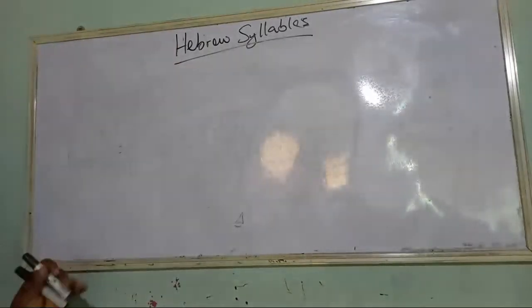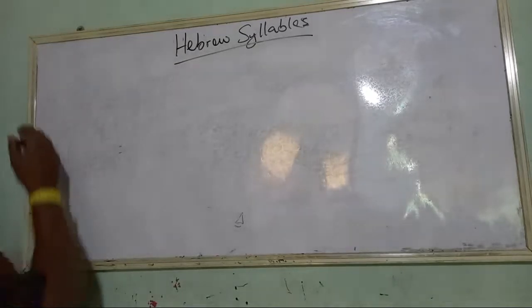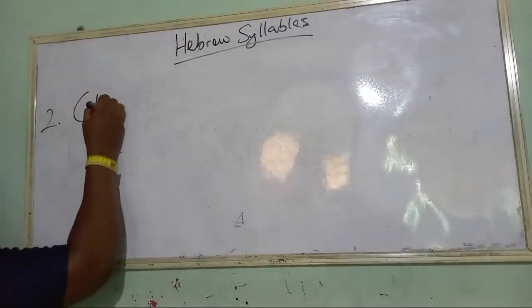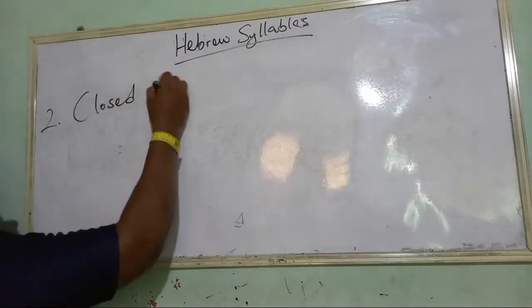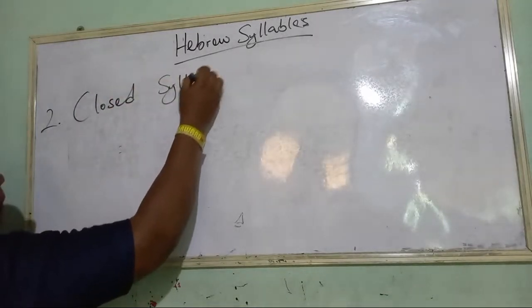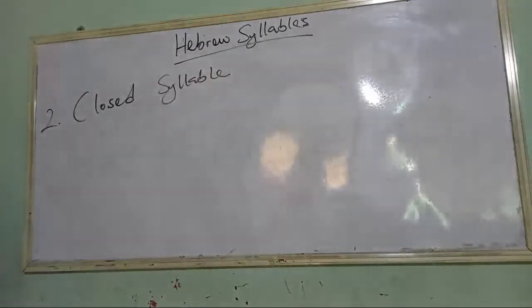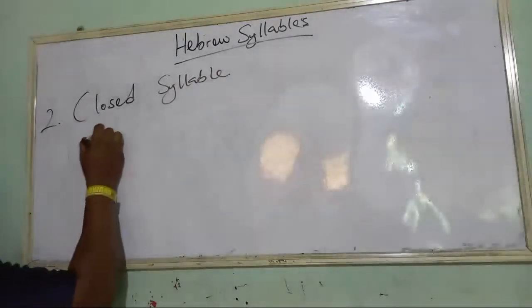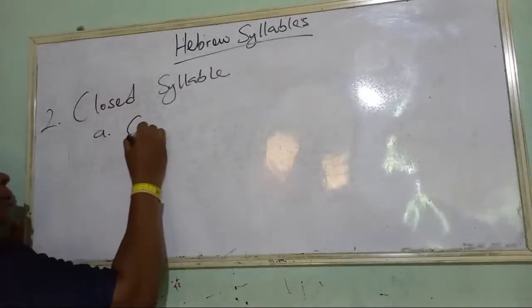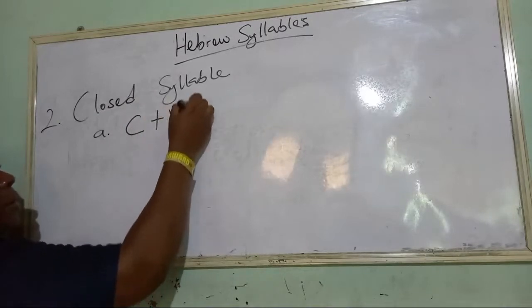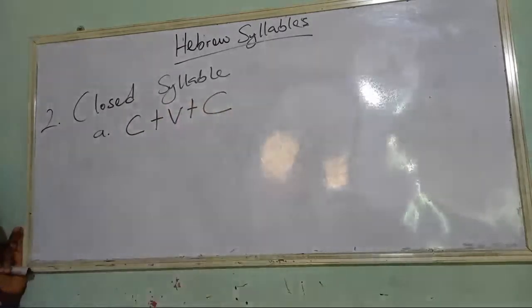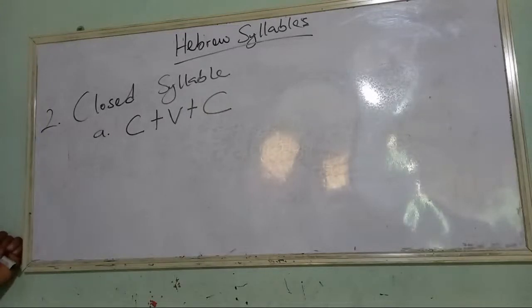The second form of syllable is called a closed syllable. How do we know a closed syllable? Number 1, in a closed syllable we have the pattern of consonant plus vowel plus consonant.